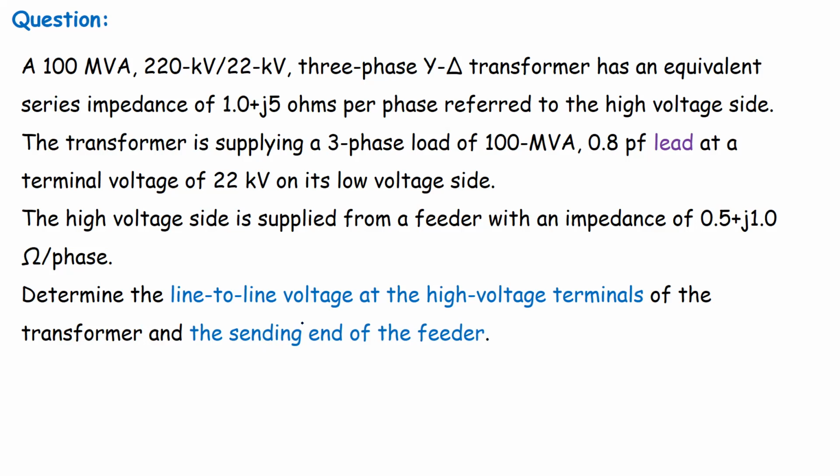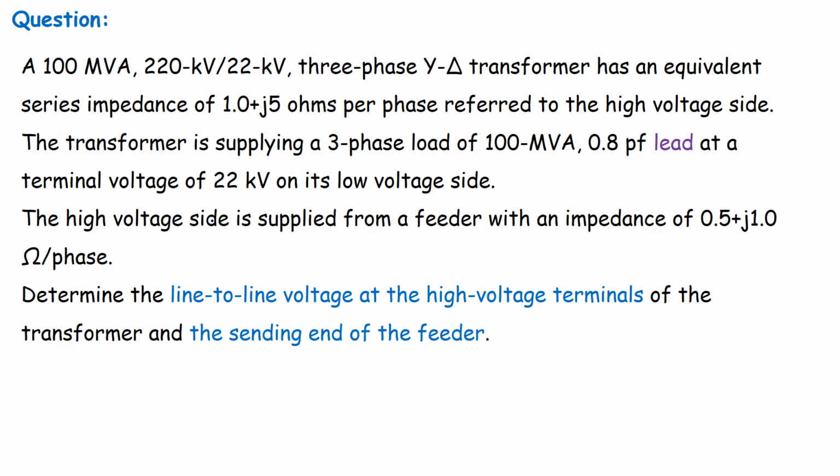So what we need to find out is the line-to-line voltage that appears across the high voltage side terminals of the transformer. If the transformer were an ideal transformer, then we should have got 220 kV because the low voltage side is supplying 22 kV. But because the transformer has a series impedance, there is going to be some voltage rise when we go from the low voltage side to the high voltage side. Therefore, our expectation is that the high voltage side voltage must be greater than 220 kV.